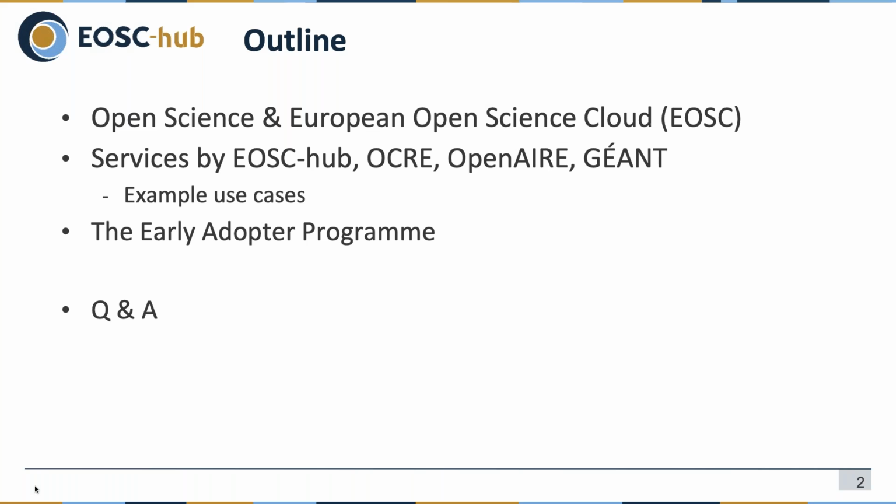We will do so by first giving you an introduction to Open Science, which is the main motivation of the European Open Science Cloud. Then we will talk about the service offerings that are put into the early adopter program by the EOSC-hub, OCRE, OpenAIRE, and GÉANT projects or initiatives. We will show a few example use cases about communities who already adopt those services to give you some motivational examples of how others are benefiting from similar setups.